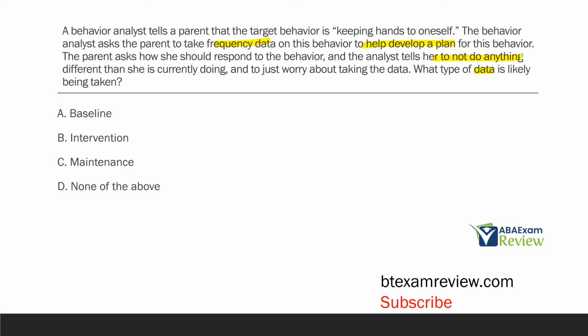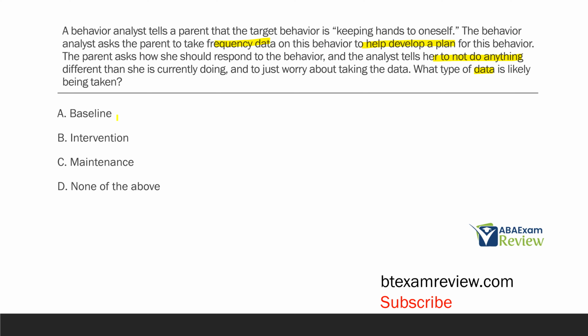Once we get baseline data, once we've established where the behavior is currently at, then we can intervene and start taking intervention data. So a few different things here gave us this answer. One, the data is going to help develop a plan. So if we're still developing and we haven't intervened yet, we're still in baseline. Two, the analyst told her to not do anything. If we are not intervening, then you're more than likely still in baseline.